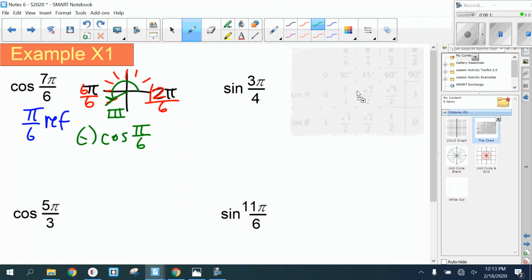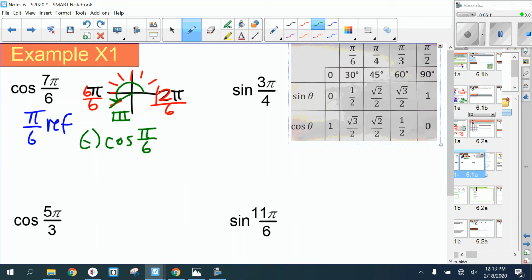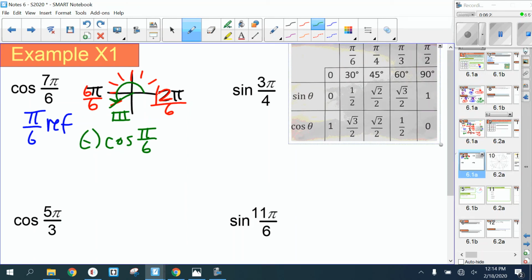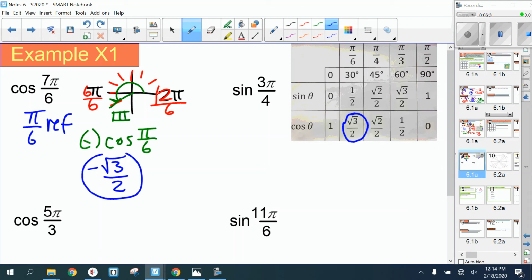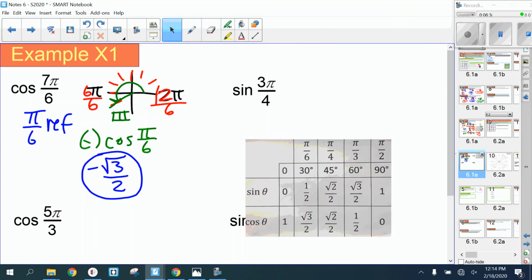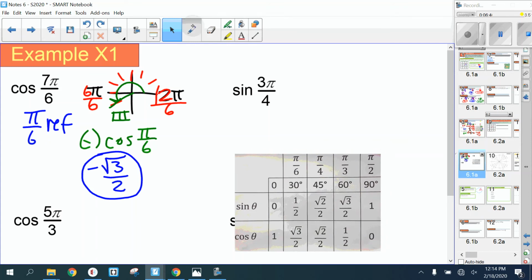So we can look at the chart again and see that cosine pi over 6 is putting us right here. So it's got to be negative square root of 3 over 2. Okay. Next one. Sine 3 pi over 4. Okay, we can see really quickly that's a pi over 4 reference.